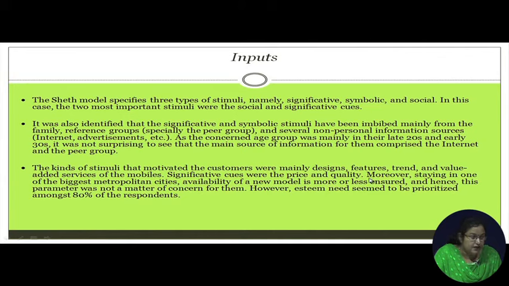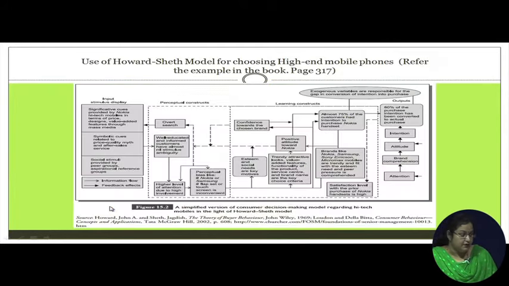Significative cues which had an influence on the customer were price and quality, and moreover, staying in one of the biggest metropolitan cities, availability of the new model is more or less ensured, and hence this parameter was not a matter of concern for them. However, esteem needs seem to be prioritized among 80% of the respondents. So, this we understood now.